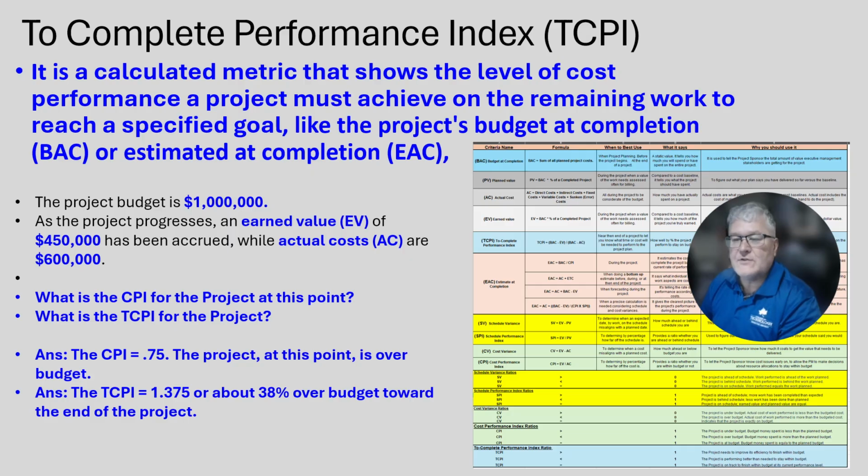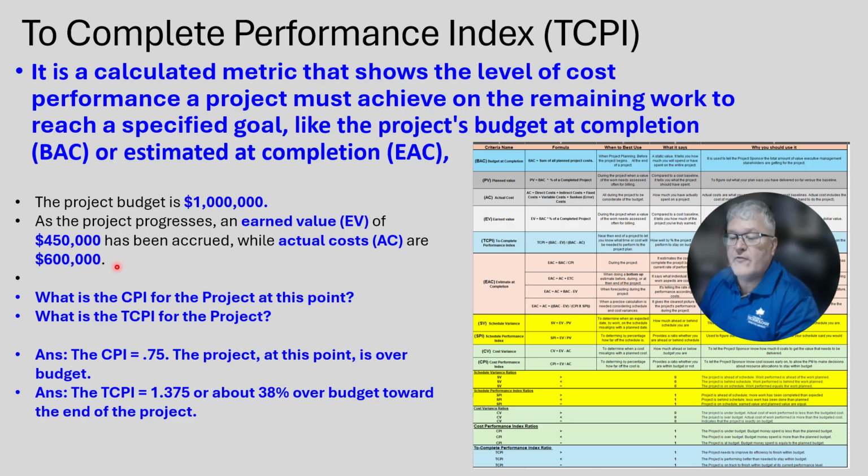Now let's take a look at to-complete performance index. Here's a reminder. It's a calculated metric that shows the level of cost performance a project must achieve on the remaining work to reach a specified goal, like the project's budget at completion or estimate at completion. So here's the scenario. The project budget is $1 million. As the project progresses, an earned value of $450,000 has been accrued, while the actual costs are $600,000.